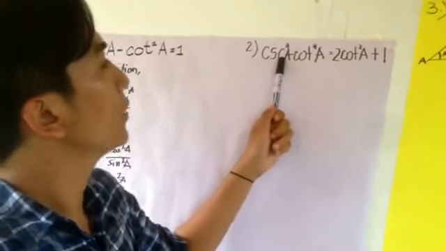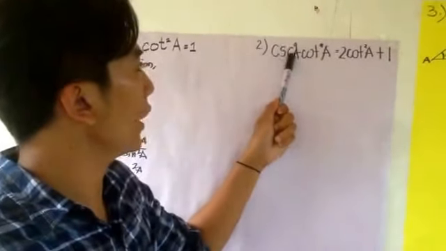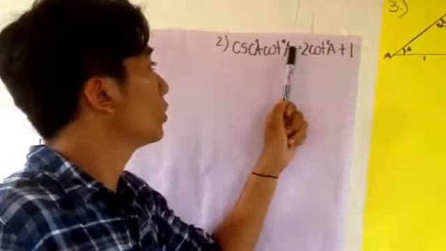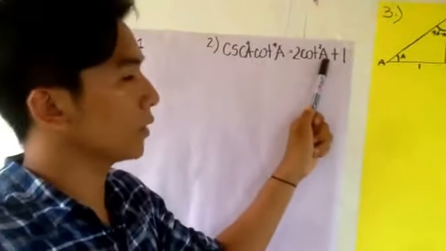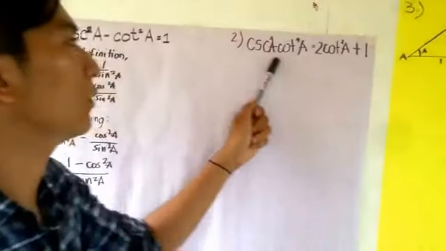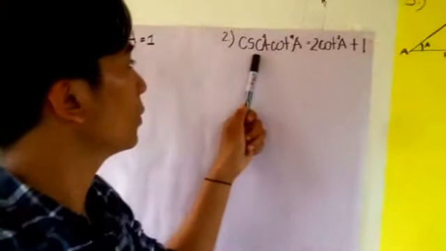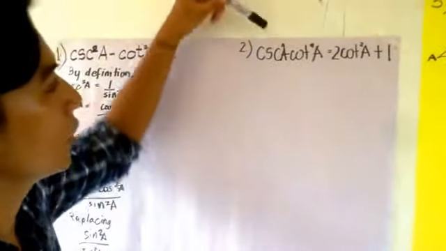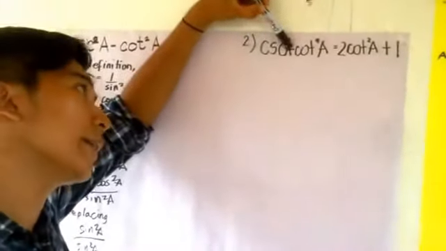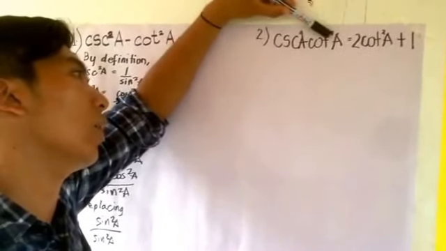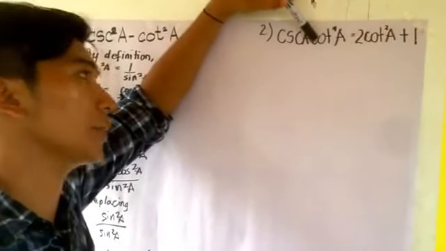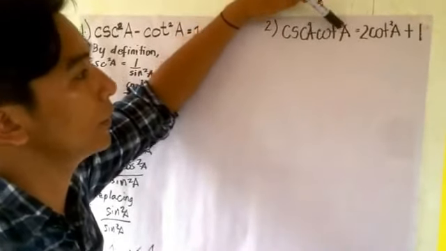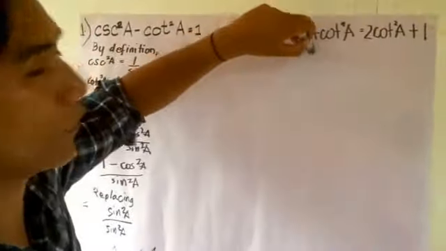Number 2. Prove that csc to the power of 4A minus cot to the power of 4A is equal to 2 cot squared A plus 1. First, we factor out csc to the power of 4A minus cot to the power of 4A, because this is a complicated statement, these two. So we solve first this one.